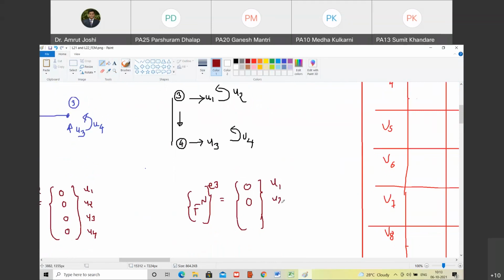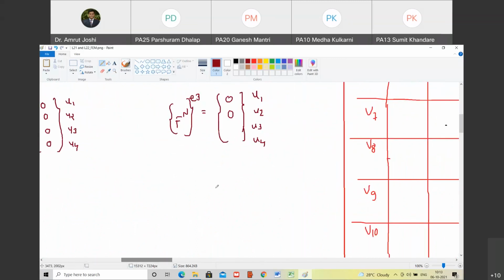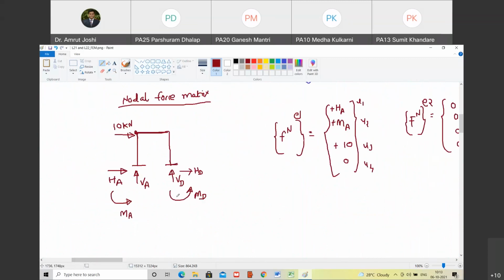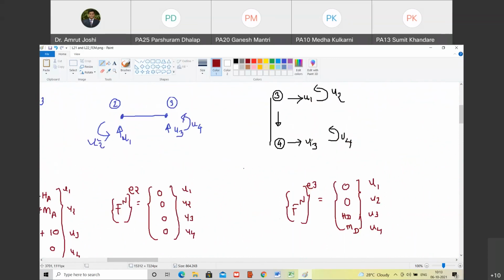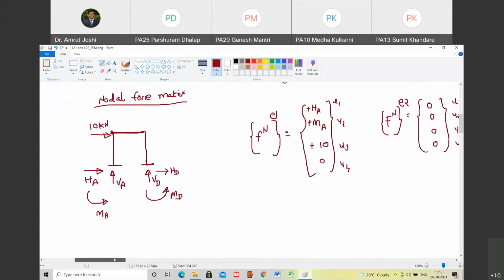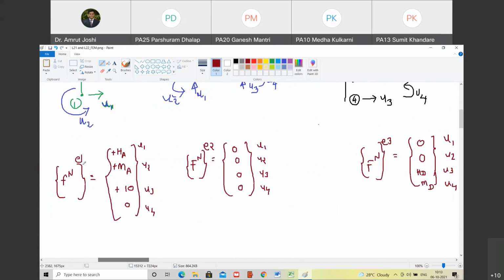U1, U2. What about U3, U4? U3 is horizontal translation. Do you have a horizontal force reaction here? Yes, it is HD. Are you with me? Yes, sir. What about U4? MD. It's rotation. Yes, MD. And as U4 is also anti-clockwise, I have shown MD also as anti-clockwise. Therefore, it is this one. Now, let me bring this, borrow this.